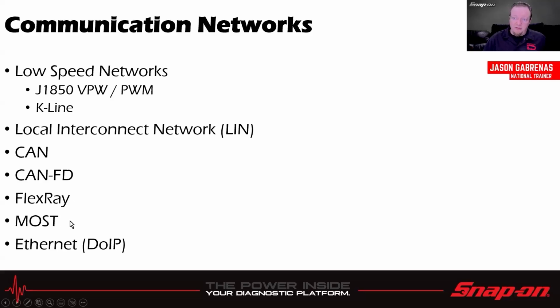CANFD, which is a newer version of CAN. We'll talk about that. FlexRay, which is kind of like CAN, but a lot faster. Then we have MOST, which is media-oriented systems transport. So that is for media, like CD players and radios and amplifiers and things like that. And then Ethernet, which is that DOIP. So that is actually using Ethernet in a vehicle, just like you might have in the walls of your house or in the walls of your shop. So it's the same type of protocol, and it's much faster and much more efficient for transporting all the data that we have in cars nowadays.